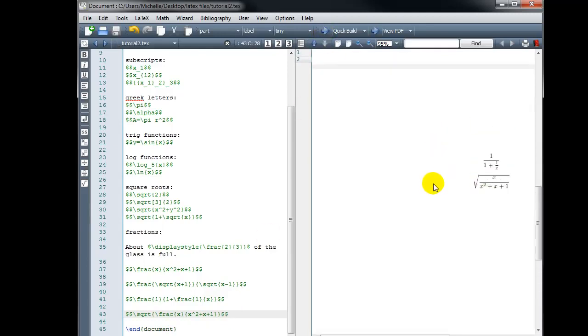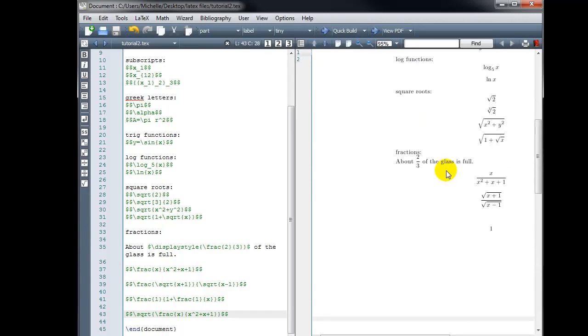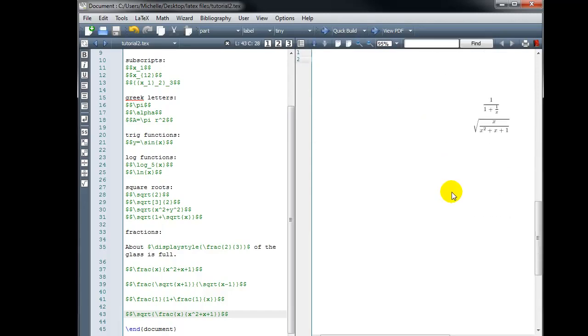Now this did push us over to page 2. So here's the end of page 1, and now we're on page 2. So square root of the fraction x over x squared plus x plus 1. That concludes our tutorial on commonly used mathematical notation in LaTeX.